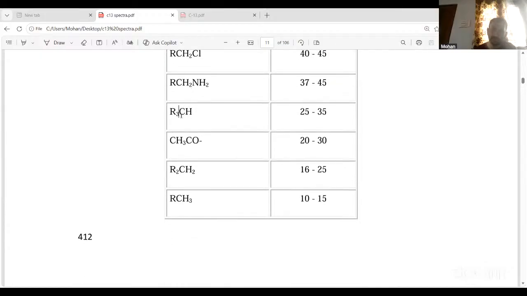Now here the tertiary carbon, right? For the tertiary carbon, the value is 25 to 35.